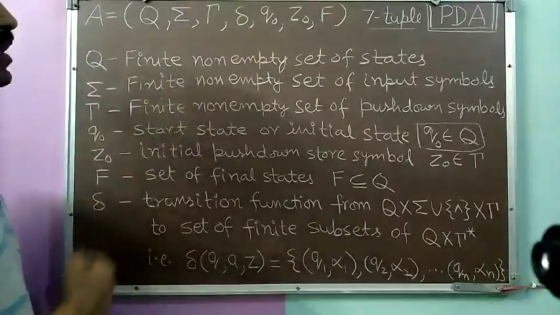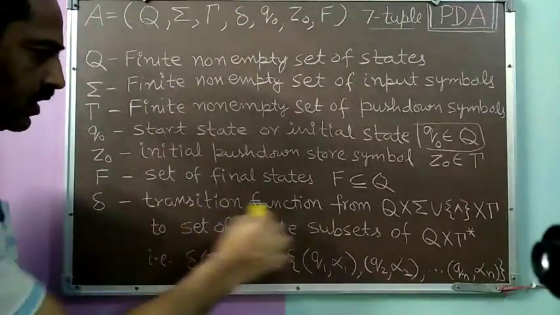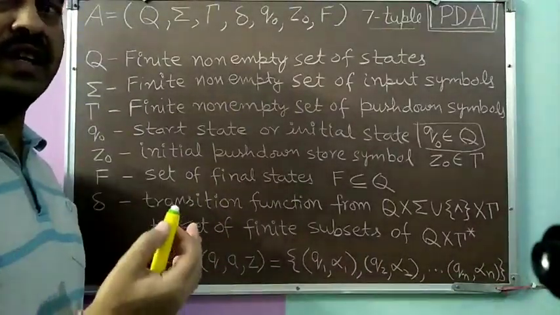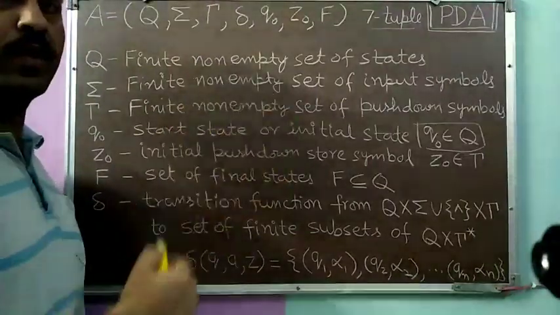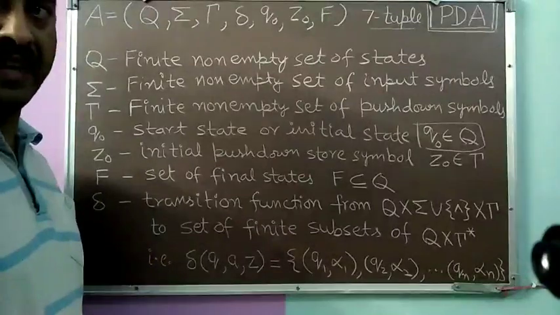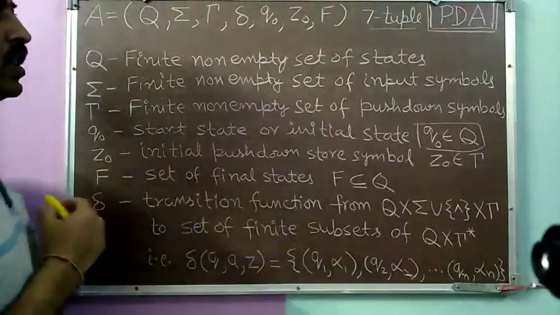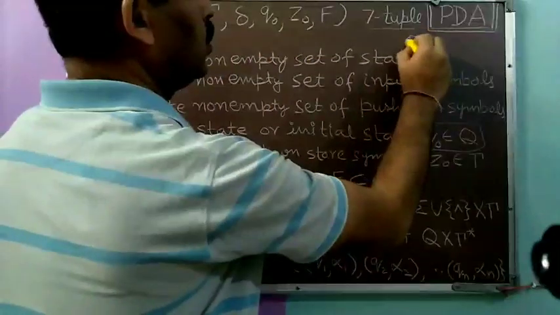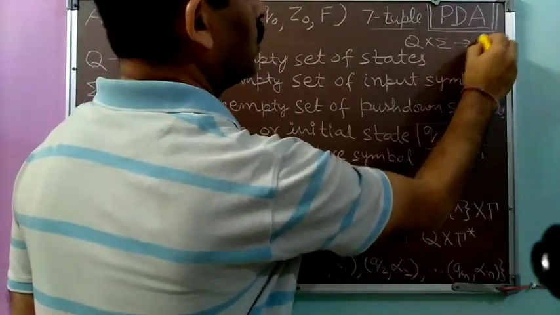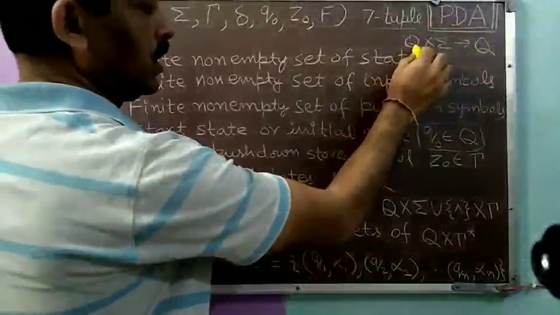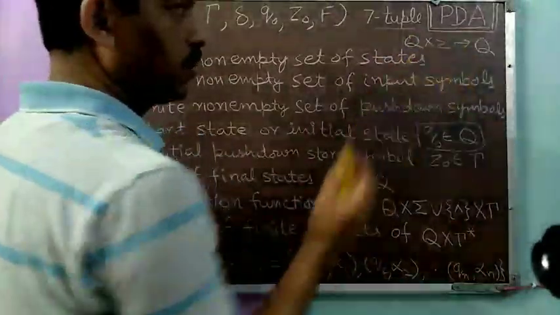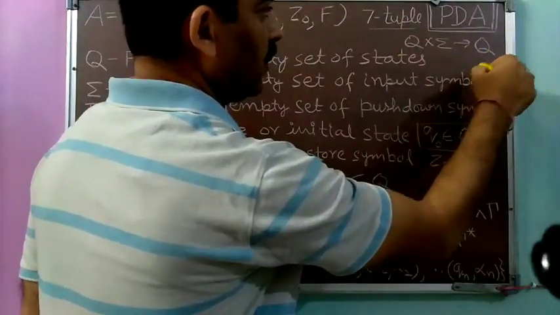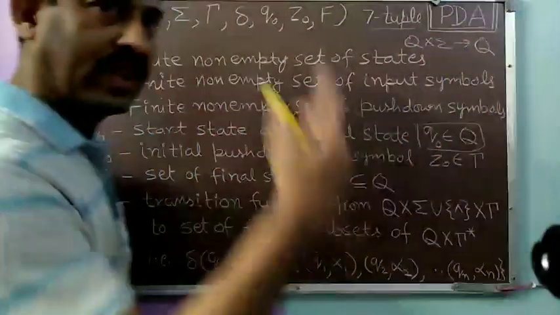Now come to the last one, that is the transition function delta. As in case of FA we also had a transition function, which was telling us that corresponding to each state and each input symbol, to which state we should go next. In a similar manner, there is a transition function for PDA as well. Now in FA, our transition function was from Q cross sigma to capital Q. Our first input was a state, our second input was an input symbol, and on the basis of these two we were deciding the next state. So the output was a single state.